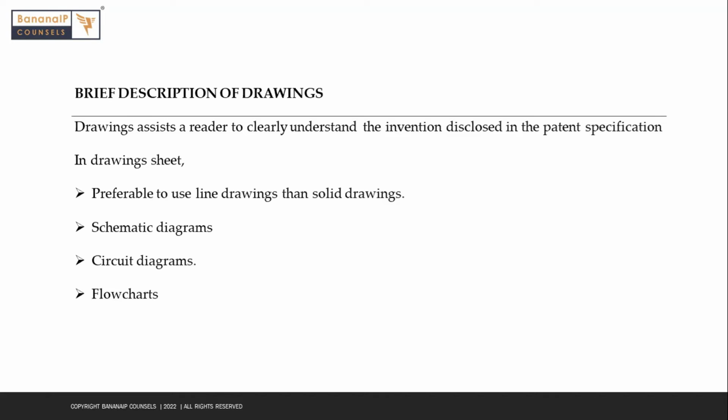Next is a brief description of drawings. This is a short description about the drawings that are attached in the drawing sheet. The drawings will assist a reader to clearly understand the invention that is disclosed in the patent specification. In the drawing sheet, it is always preferable to use line drawings rather than solid drawings, since solid drawings may be objected to by the examiner. It can also include schematic drawings, block diagrams, circuit diagrams, and flowcharts.